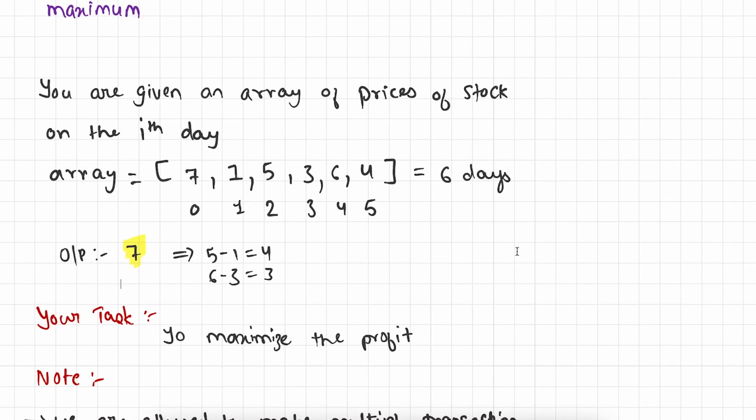In this problem, we are given an array of prices of stocks on particular days. Here we have an array, and in this array 7, 1, 5, 3, 6, 4 are the prices of the stock for all the 6 days. As we know, an array is 0 indexed, so on day 0 the price of stock is $7. On day 1, the price of stock is $1. On day 2, the price of stock is $5, and so on and so forth.